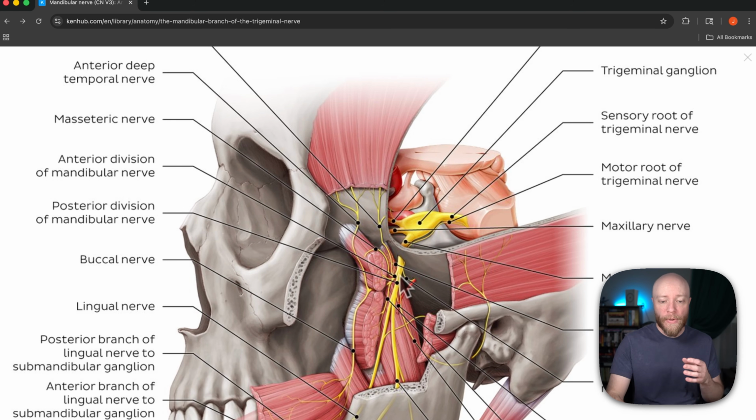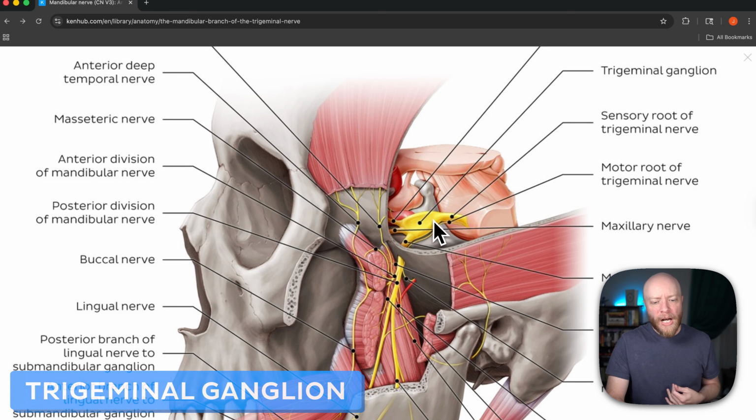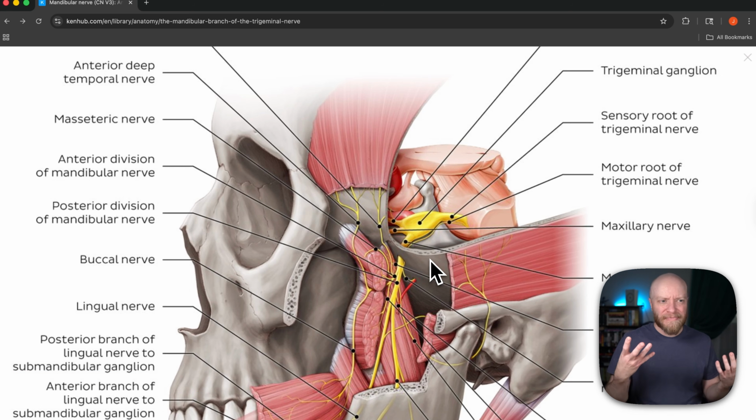But I want to show you a few other things, because there's also this bigger expanded portion. This is the trigeminal ganglion. A ganglion is basically a gang of nerve cells. They call it a ganglion for a reason. This is where you're going to have a whole bunch of sensory information going through.